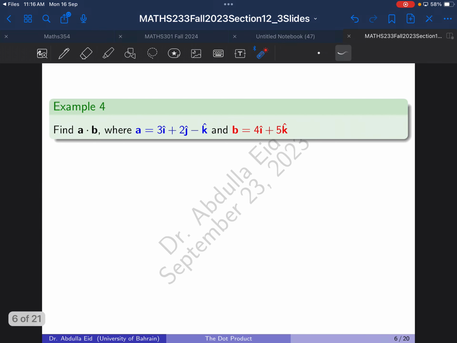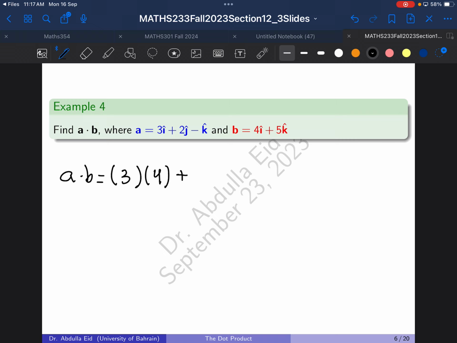Now look at this. All we need to do here is multiply the number in front of i, because this is first, with the number in front of i in B, which is 4, plus the number in front of j, which is 2. Now, if you see here, I don't have j. So the number in front of j must be 0 that I didn't write.